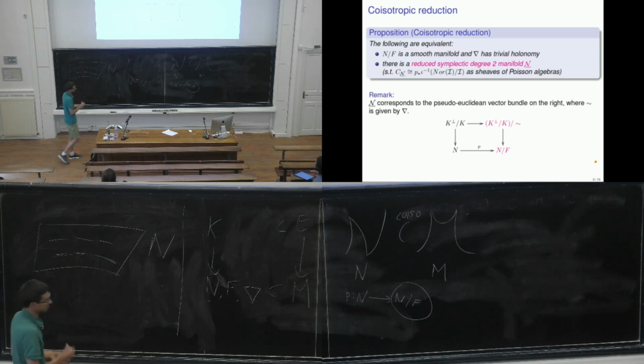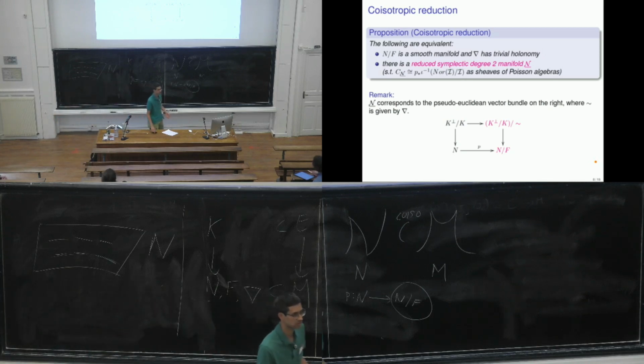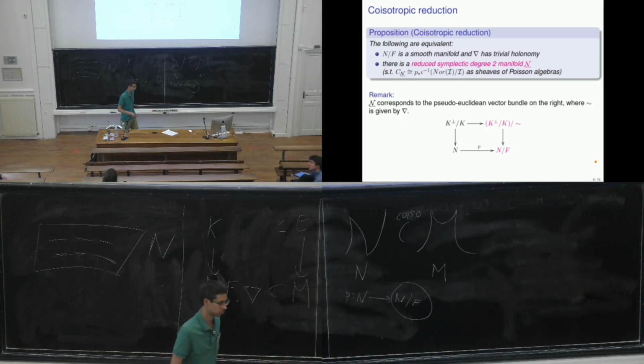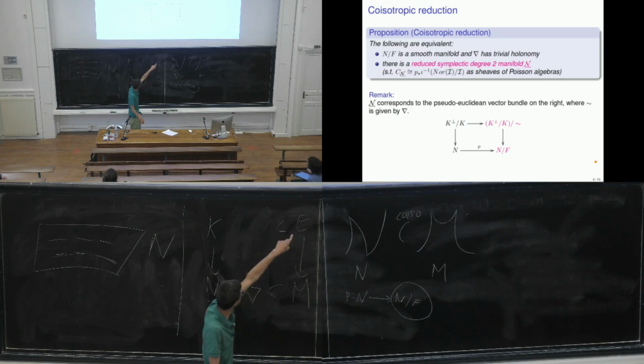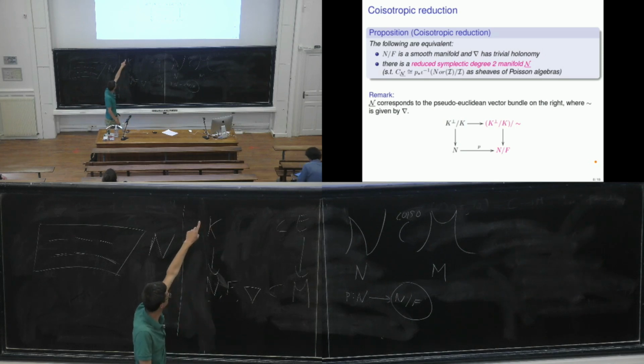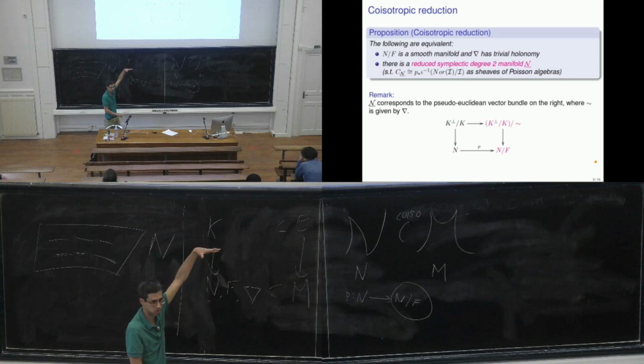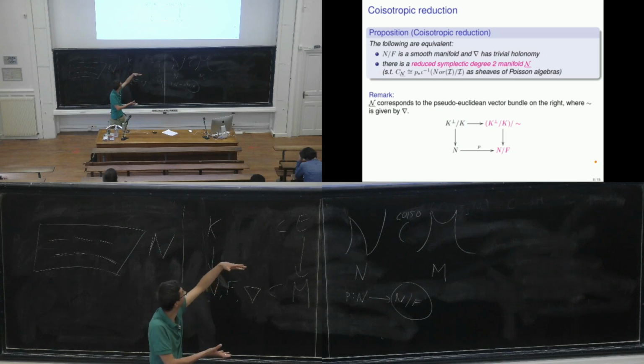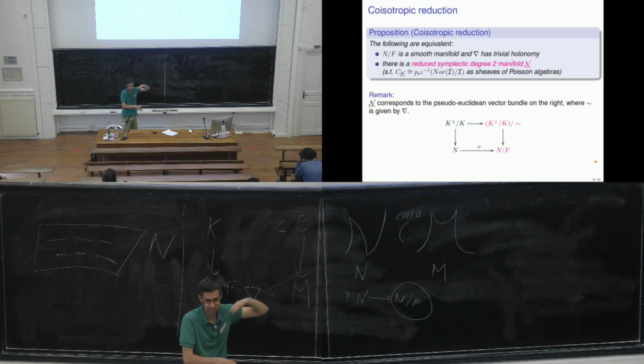So what is this? By this quotient procedure, we got a symplectic degree 2 manifold. So we know that it must correspond to some pseudo-Euclidean vector bundle. Which one is it? It's this one here, the one on the right. To get it, you take K perp divided by K, which is a vector bundle over N. On the base, you divide by the foliation. And for the total space of the vector bundle, you also divide by a foliation, because you have a flat connection, and that gives you leaves. So you divide by that.